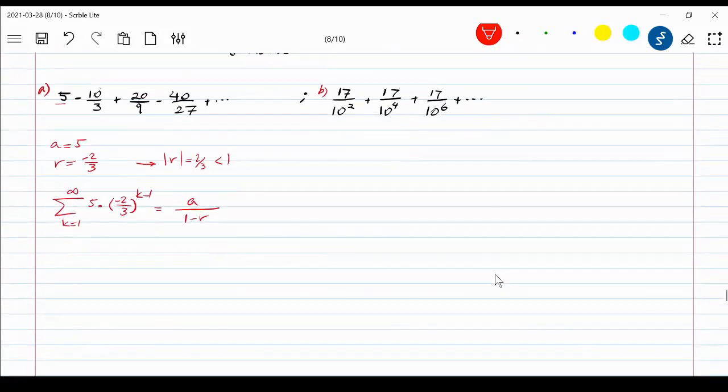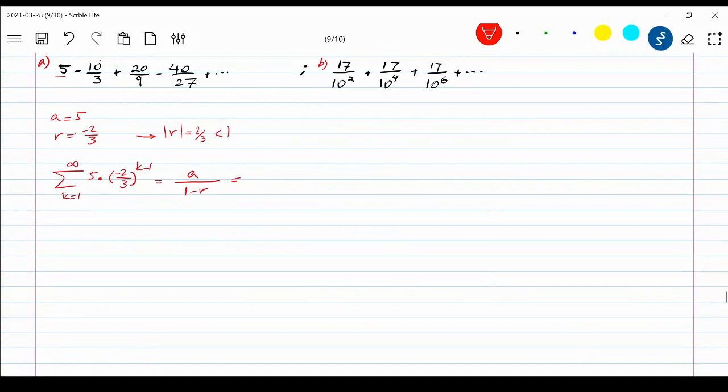So I can say the summation would be 5 divided by 1 minus negative 2 thirds. And that is 5 divided by 5 thirds, simply 3. So if you add up the terms of this sequence, you'll get basically a 3. Okay, how about part B?